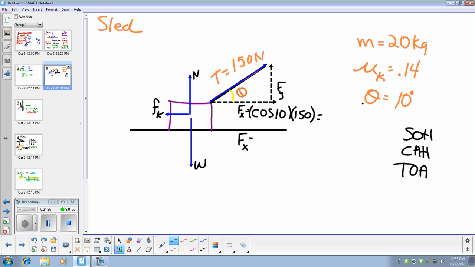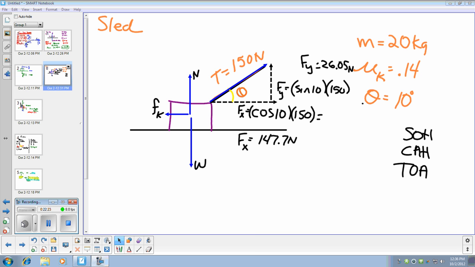So that means our force in the x value is equal to 147.7 newtons. Now let's find our force in the y. That's going to be equal to sine 10 multiplied by 150. That value in the F of y is going to be equal to 26.05 newtons. So now I have my x and y components for my force, and these are really going to be influential in what we see happening next.